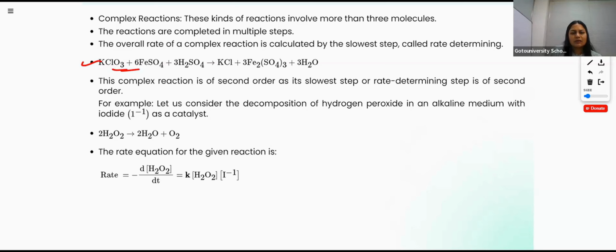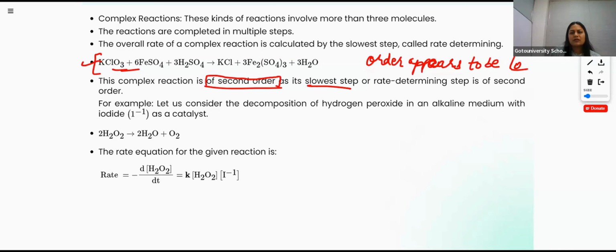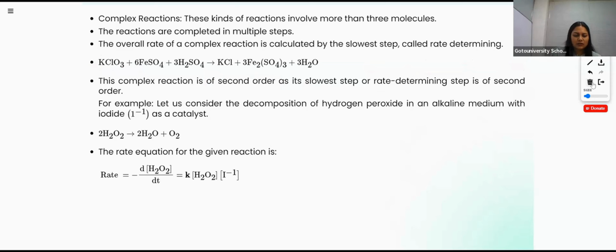If I ask you to calculate the order for this reaction, it appears to be 10, right? If you just look at the reaction, the order appears to be 10. But this complex reaction is of second order. How come this complex reaction is of second order? Because of the slowest step, or say the rate determining step, that is taking place in the first step of this reaction. All right.